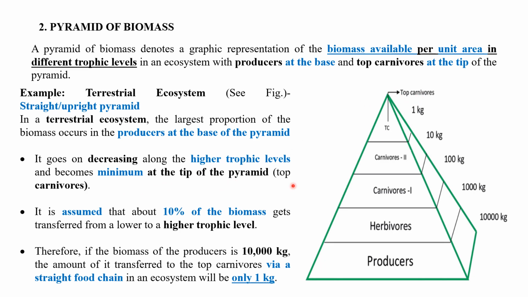Top carnivores. It is assumed that about 10% of the biomass gets transferred from lower to higher trophic level. Suppose the biomass of the producer is 10,000 kg. So by 10% decrement, you can see it goes on decreasing by 10%. So finally, the weight will be 1 kg for the top carnivores. Therefore, if the biomass produced is 10,000 kg, the amount of it transferred to the top carnivores via a straight food chain in an ecosystem will be only 1 kg.